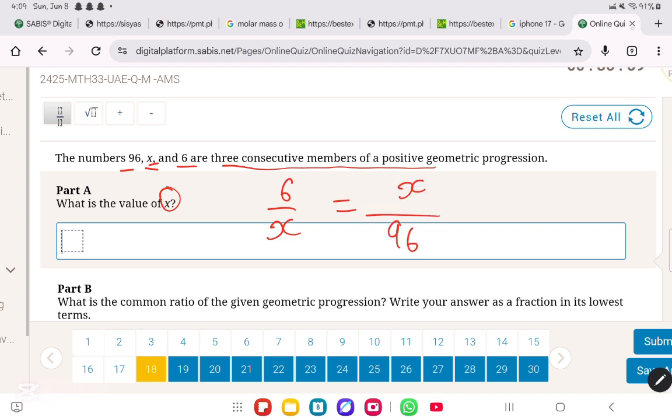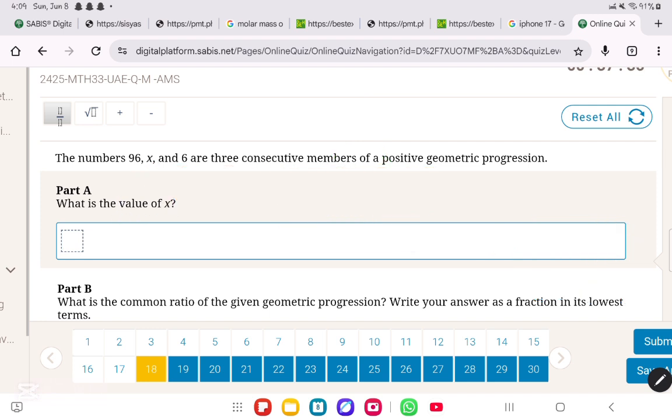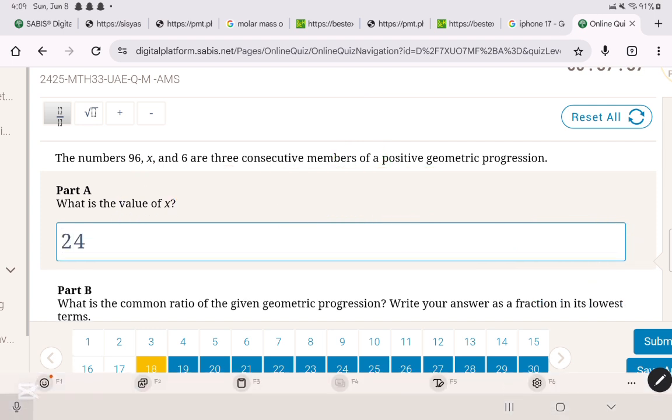So 6 over x is equal to what? It's equal to x over 96. And they're both equal to what? They're both going to give us the common ratio r. So what we could do in this case is cross multiplication. Okay, so 6 times 96, that's 576. 576 is equal to x squared. So do radical 576. You will get that x is equal to 24. So very simply, the value of x is 24.